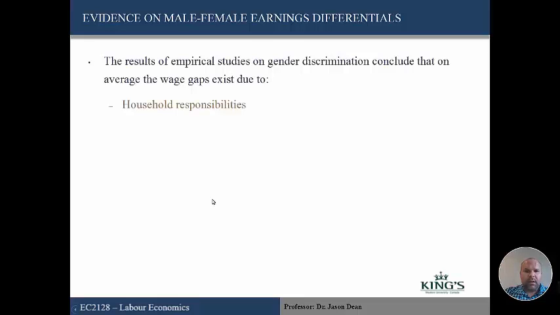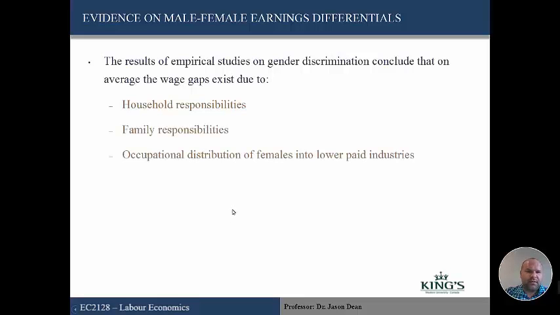A number of empirical results on gender discrimination conclude that on average the wage gap exists due to household responsibilities, family responsibilities, and the occupational distribution of females into lower paying occupations. So women tend to be in lower paying occupations, and there could be discrimination at the occupational level. That's pretty much some of the main reasons.